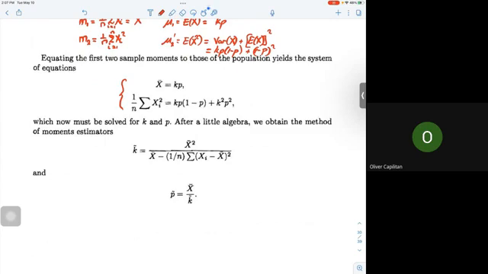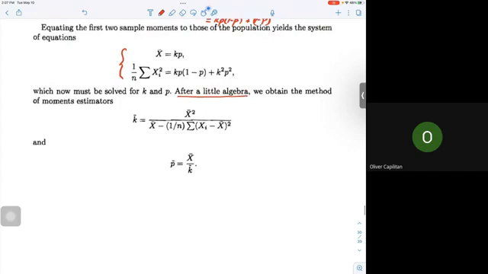So after a little algebra, it says here, little algebra, we obtain the method of moments estimators, which is equal to k tilde, and it is equal to this expression, and the p tilde is equal to x bar over k tilde. Okay, so that is our solution, because it says here after a little algebra.